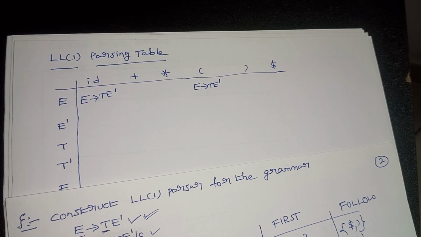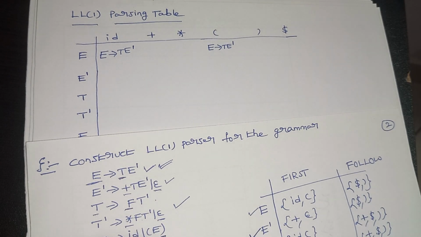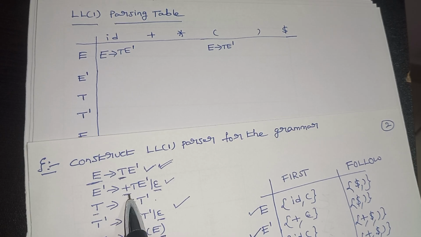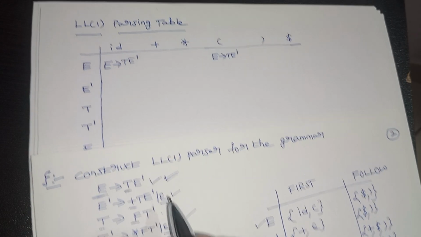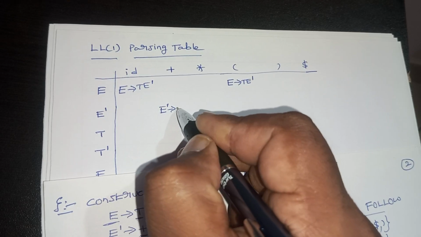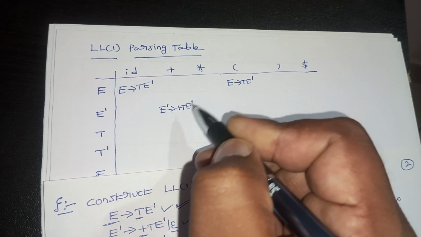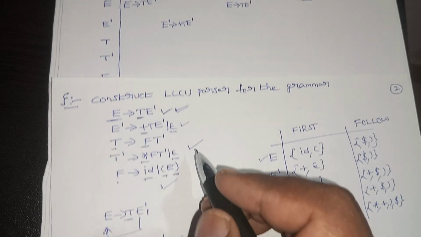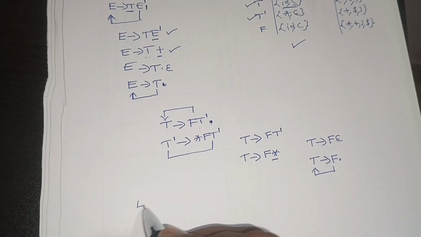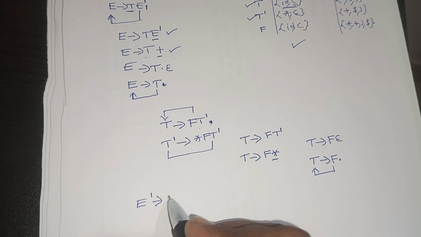Next you take E dash. Where do you have to write E dash? Always make a note: first of E dash is plus. Wherever plus is, you write E dash tends to plus T E dash. So here E dash tends to plus T E dash. Now there is one more rule. What is the one more rule here? In the rule E dash tends to epsilon.